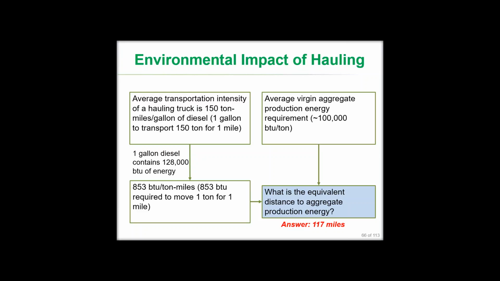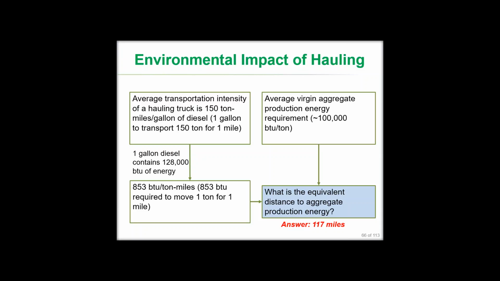and 1 gallon of diesel contains 128,000 BTU of energy, which gives us a number like 853 BTU per ton mile, which means we need 853 BTU of energy to move 1 ton for 1 mile. What does that really correspond to when we consider aggregate production energy? So average virgin aggregate production energy, which includes quarrying operations, crushing, screening at a plant, and stockpiling, we can get an average number of about 100,000 BTU per ton.